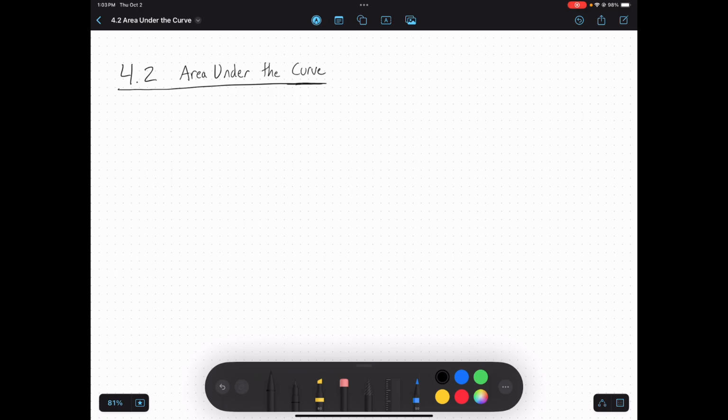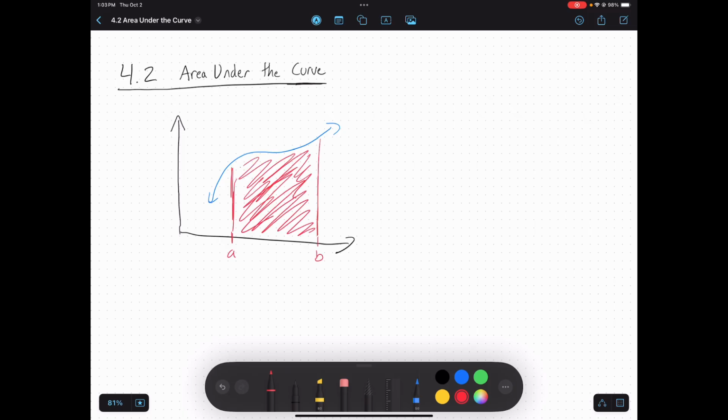Well, what do I mean by area under a curve? So let's say we're given some function f of x. What we're going to be doing today is looking at how we can find the area under a function between two specific x values. And notice when I say under a function, we're bounded by the x-axis. We're stopping at the x-axis. So when I say area under the curve, we're really talking about the area between the function and the x-axis.